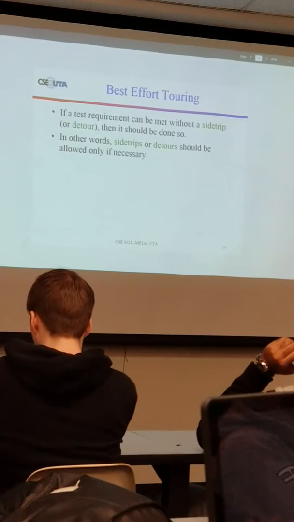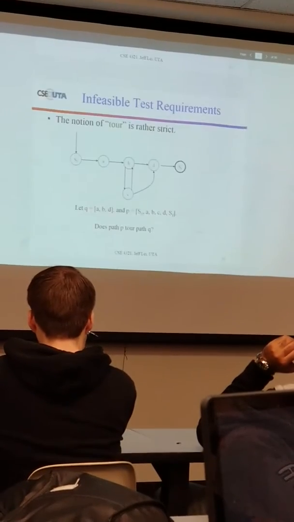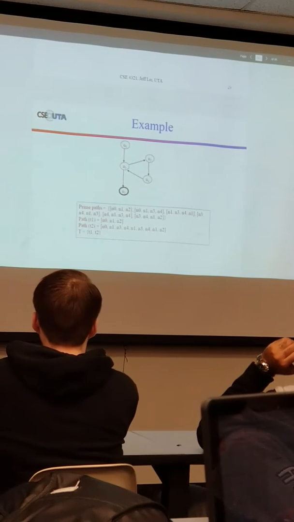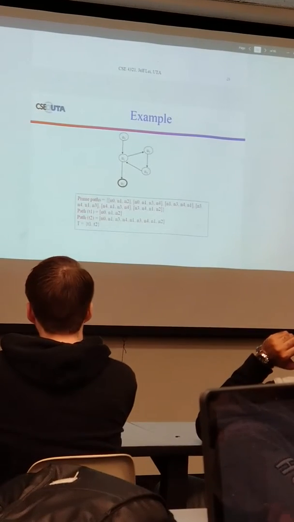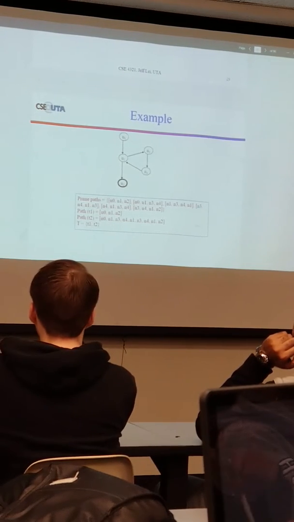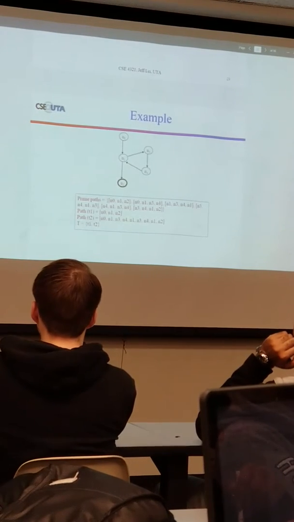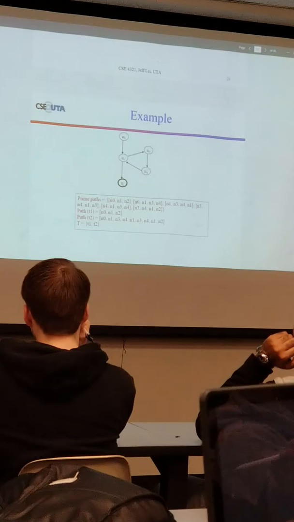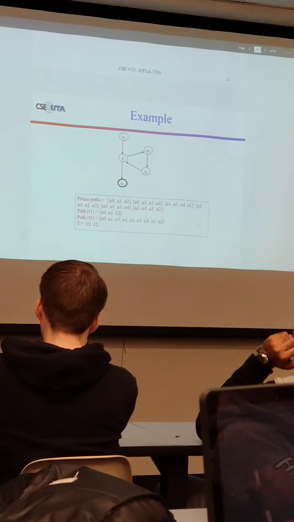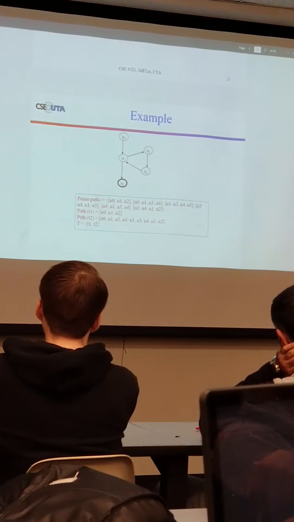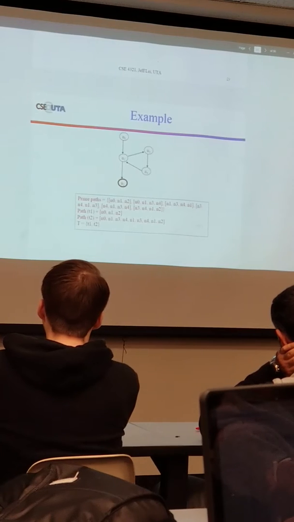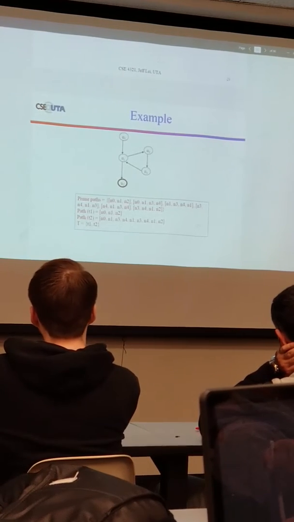So if you want to execute N0, N1, N2, that's not possible with the program. In that case, you have to allow at least a side trip. Sometimes you have to allow a detour. But the point is that you try your best. When you try to cover a particular test requirement, go for tour first. If you cannot do that, then you relax it. Go for tour with a side trip, and then go for tour with the detour.